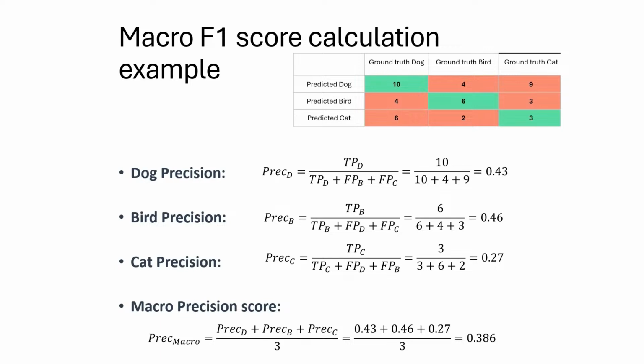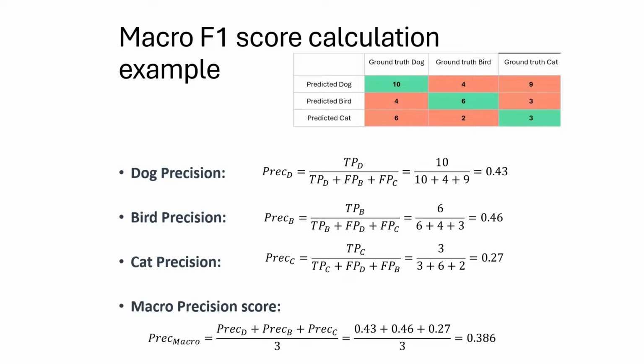Cat precision is calculated in the same way. The numerator 3 is divided by all predictions of cat from all images, even if it's a dog or a bird, sometimes the model predicts it is a cat. So those are the false positives for dog and bird. The precision for cat is 0.27 from our data set. Do you understand the formula here for a multiclass problem?